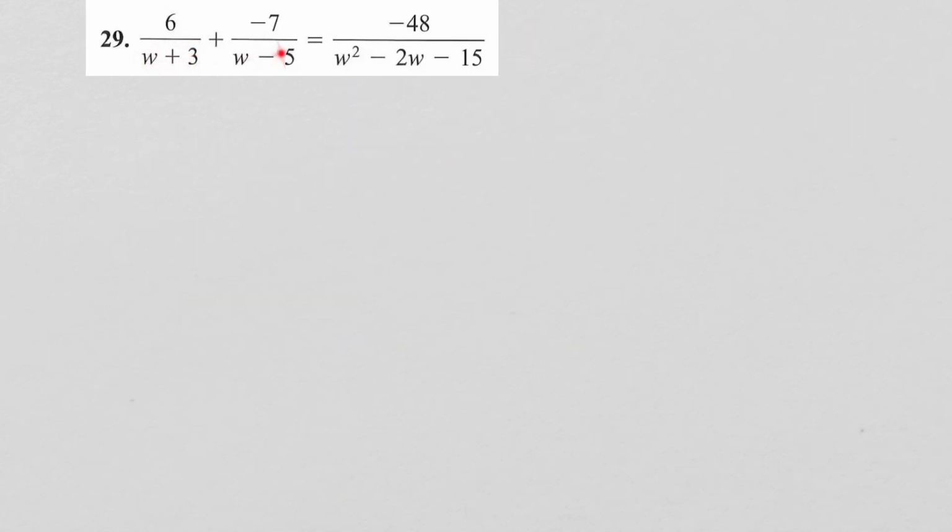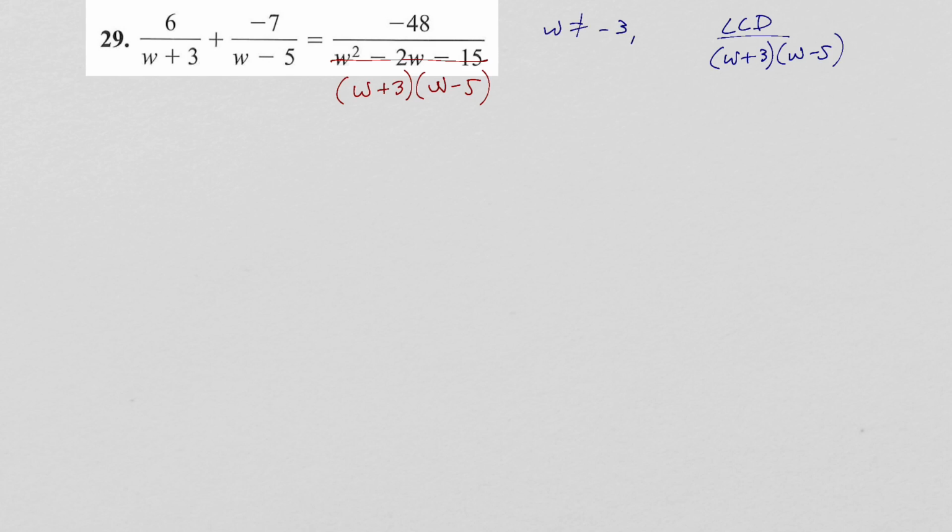Okay, this is factored, but this is not, so I'm going to factor this. This is a w plus 3 and a w minus 5. Okay, now, there's our w plus 3, there's our w minus 5, so our LCD is w plus 3 and w minus 5. And this tells us that w cannot be equal to negative 3 and positive 5.